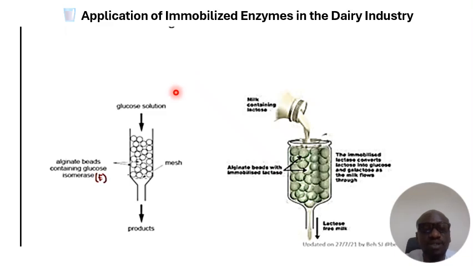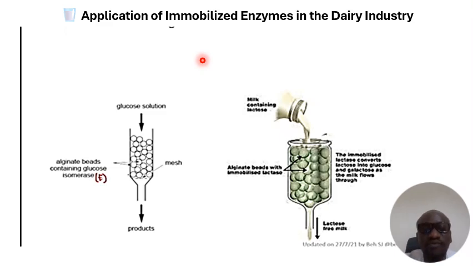The first application of immobilization of enzyme is in the dairy industry. In the dairy industry, we use the immobilization of enzyme technique in producing dairy products. An example is the production of lactose-free milk. The immobilization technique is used in the dairy industry for immobilized lactase enzyme, which is used to produce lactose-free milk, especially important for people who are lactose intolerant.